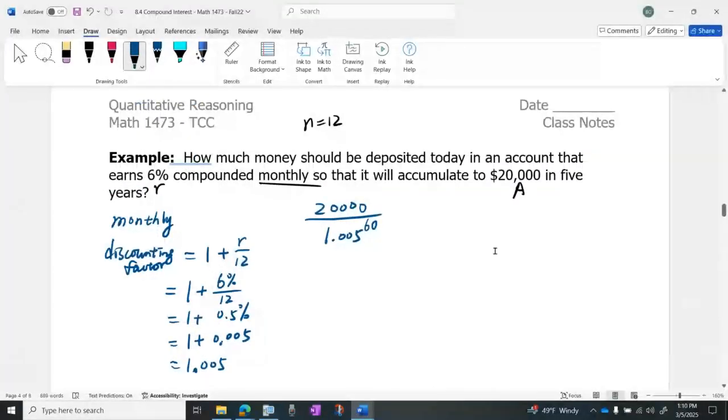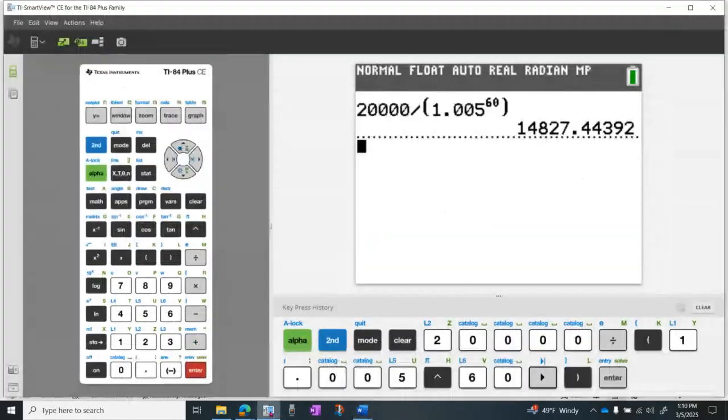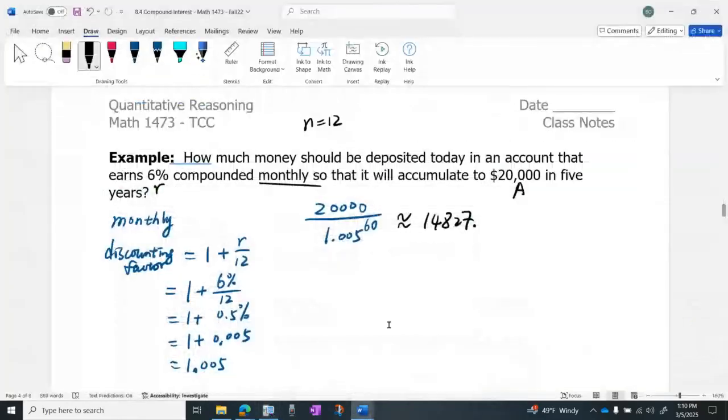That is around equal to 14,827.44392. Okay, so in Pearson, when you encounter a problem of this kind, you will see a sentence in the parentheses to instruct you how to round the result.